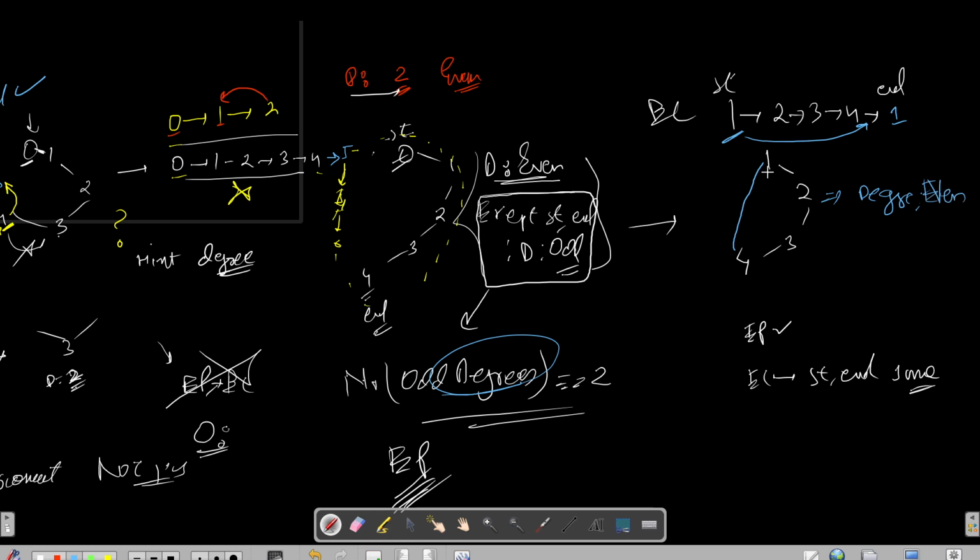For 1, the number of degrees is 2, because there are 2 edges. For 2, the number of degrees is 2, because again there are 2 edges, 1 from 2 and 3 to 2. Similarly, for 3 there are 2 edges, and for 4 there are 2 edges. So all degrees are even.